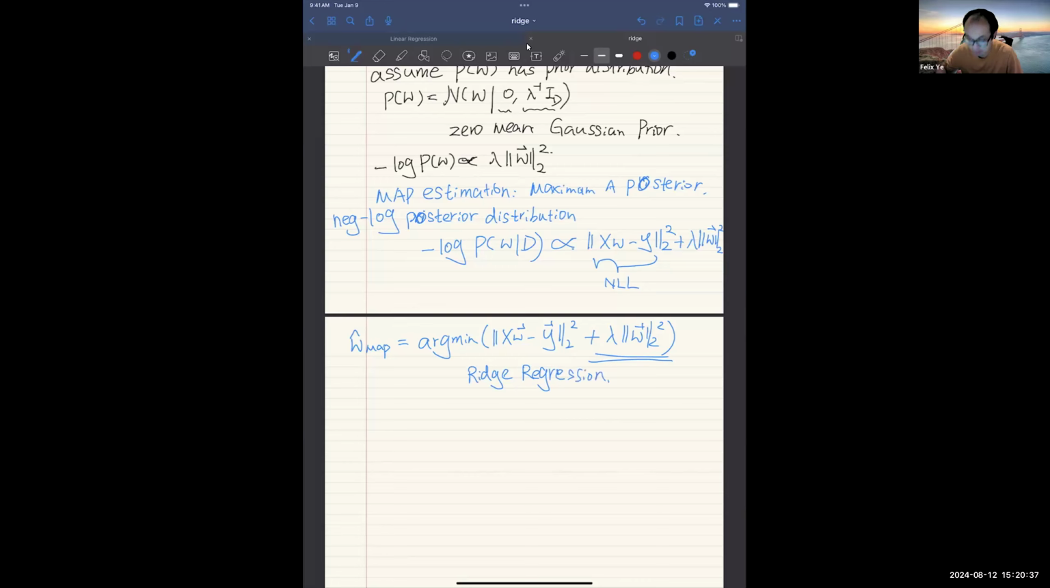In some sense, you can think about it as trying to penalize the weights. There's another name for this ridge regression. It's called Tikhonov.